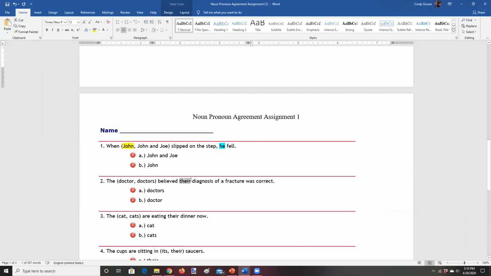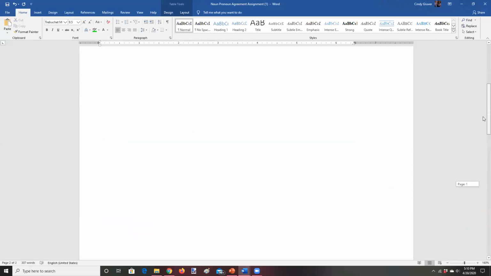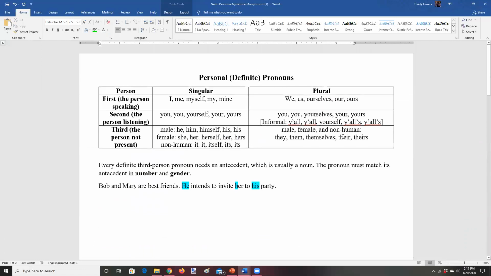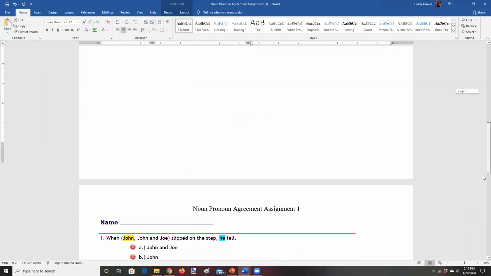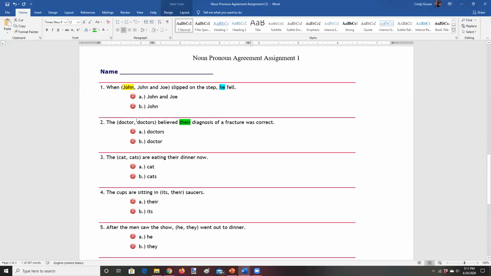Our pronoun here is their. And of course, we know that their is plural right here. It's in the plural column. So we know our antecedent has to be plural. So we're going to go with doctors because that's obviously the plural form. The doctors believed their diagnosis of a fracture was correct.